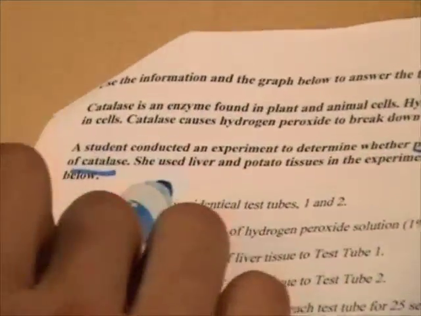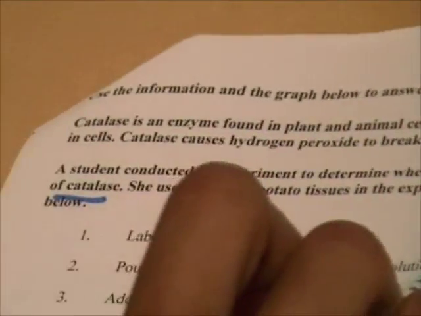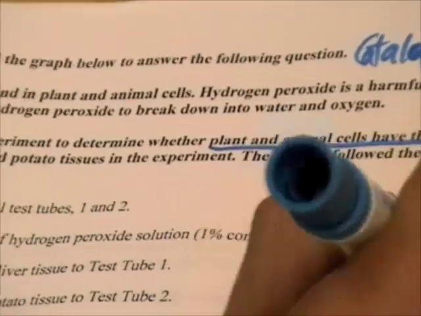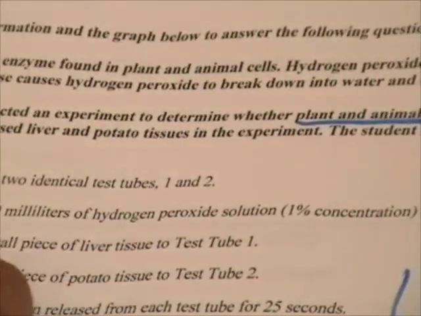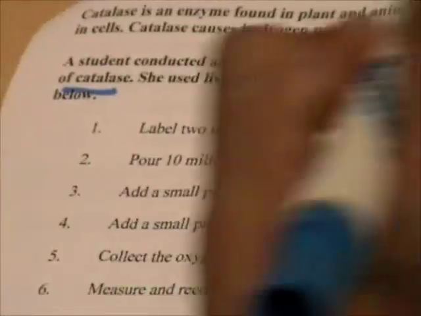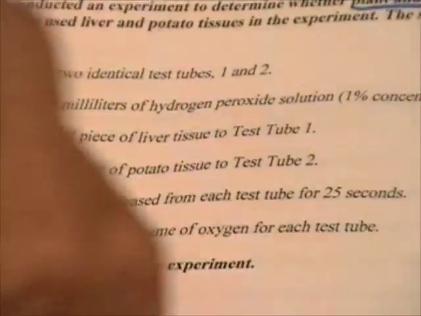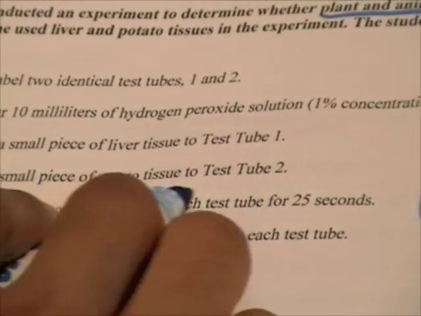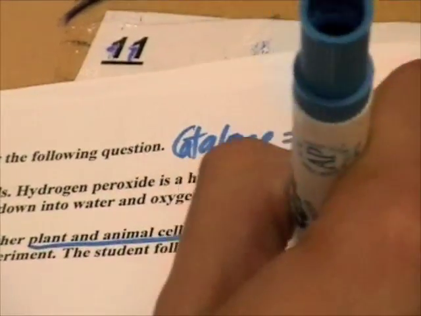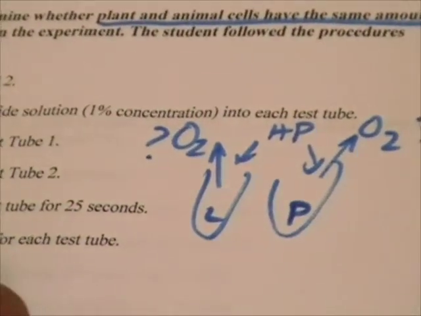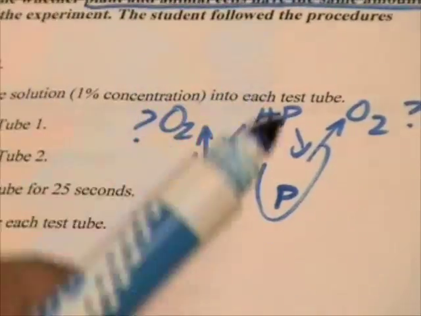The student followed the procedures. Label 2 identical test tubes. Pour 10 milliliters hydrogen peroxide solution, 1% concentration, into each. So I have 2, and they each get the hydrogen peroxide. Add a small piece of liver tissue to test tube 1, so I'm going to put my liver there. Potato goes here. Collect the oxygen released from each test tube for 25 seconds. I want to see how much oxygen is coming out. Measure and record the volume of oxygen. Okay, that looks good.